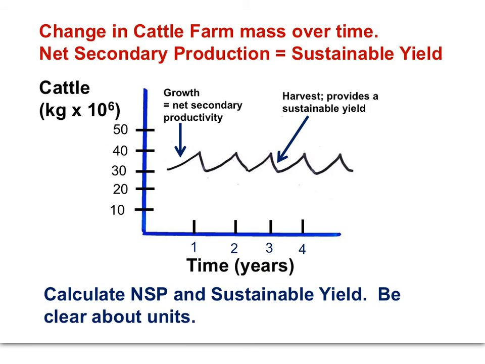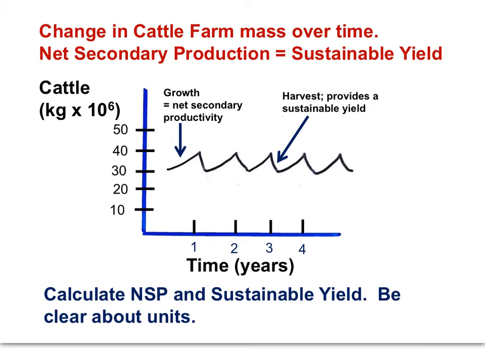Here's a graph showing the change in mass over time of a cattle farm with the added output of humans taking a harvest at the end of each year. Through this time period, the cattle are eating, pooping, and respiring, so the increase in mass over the year represents net secondary production. Calculate the net secondary production of this farm using the y-axis. The net secondary production, this growth, is 10 times 10 to the 6 kg per year.